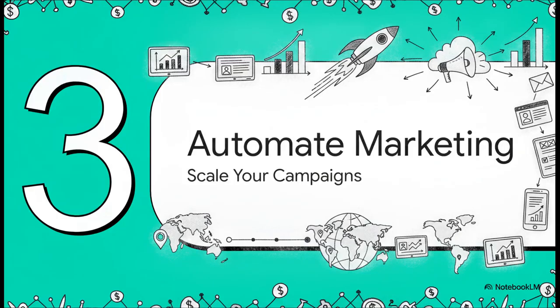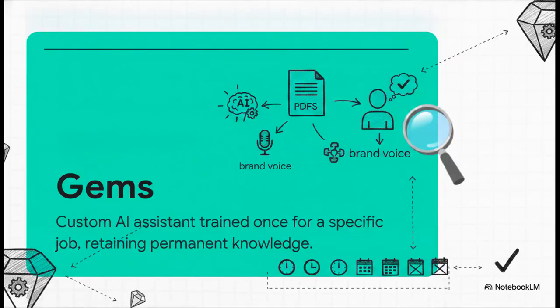All right, phase 3, automate your marketing campaigns. With the apps built, we need to get some eyeballs on them. Inside Gemini, you can create what are called gems. This is essentially giving yourself a dedicated AI employee that knows your brand inside and out.